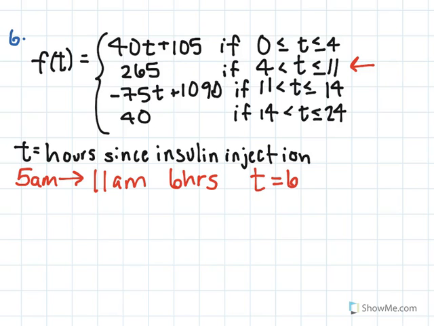So we know that at 11 a.m., or f of 6, the blood sugar level of the patient would have been 265.